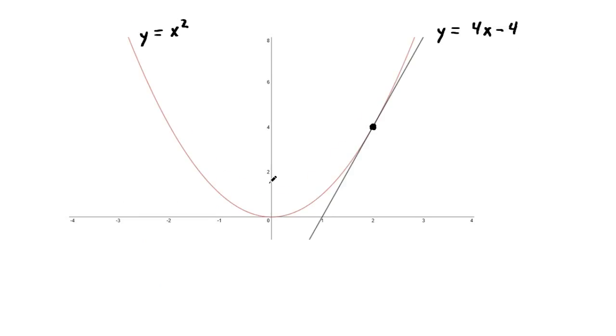Here is a graph of our original function, y equals x squared. It's a parabola, and the point at (2, 4) is here. We just found our tangent line to be this, and we see that it is indeed a tangent line at x equals 2. Let's look at one more example.